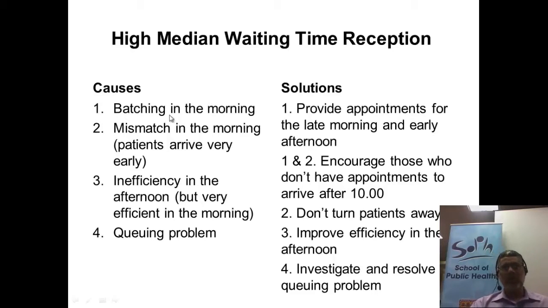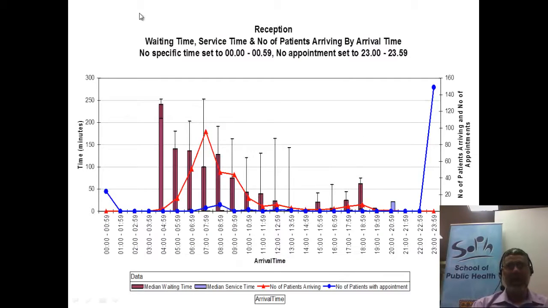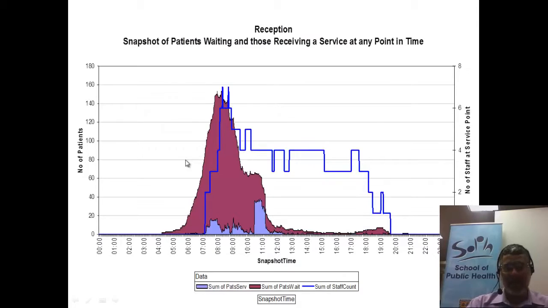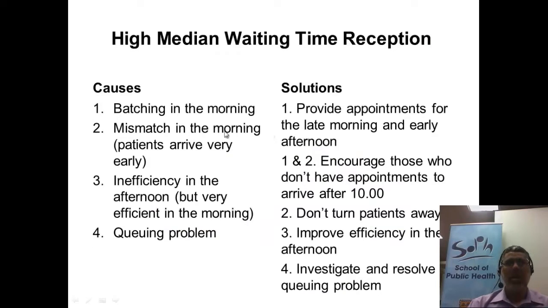So putting it all together then, why was there a high median waiting time at the reception? So one, there was batching in the morning, as seen here, which is a major cause of high waiting times. Two, there was a mismatch in the morning, the other major cause of the high waiting time. And those two causes together essentially account for almost all the waiting time at this service point.